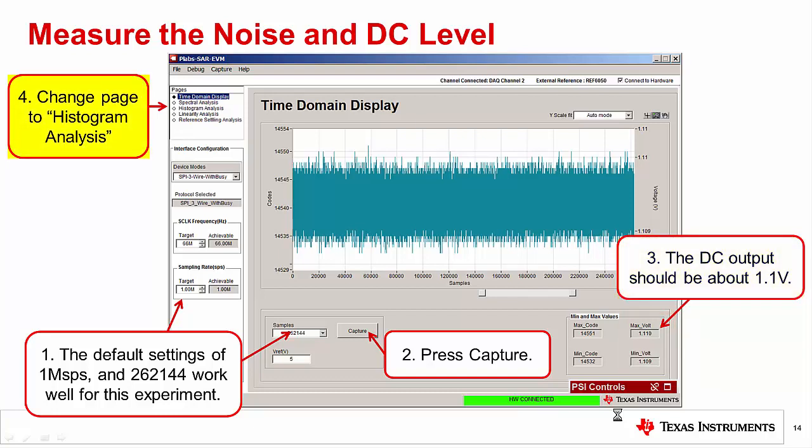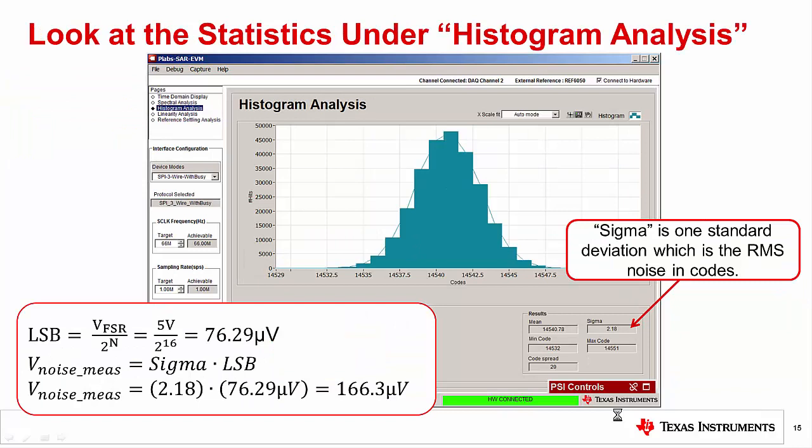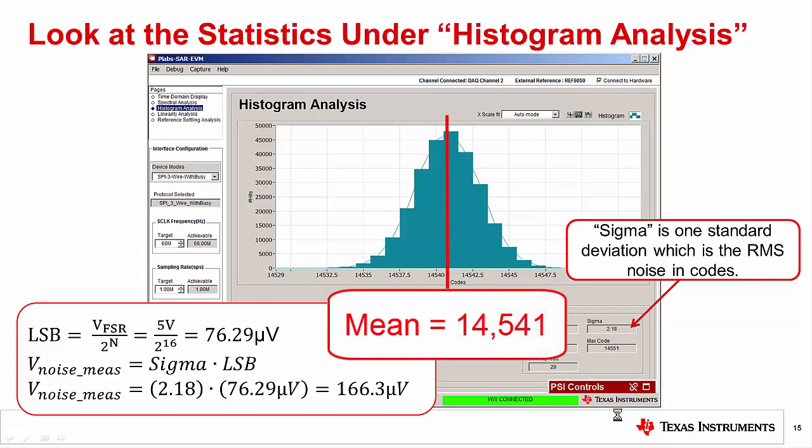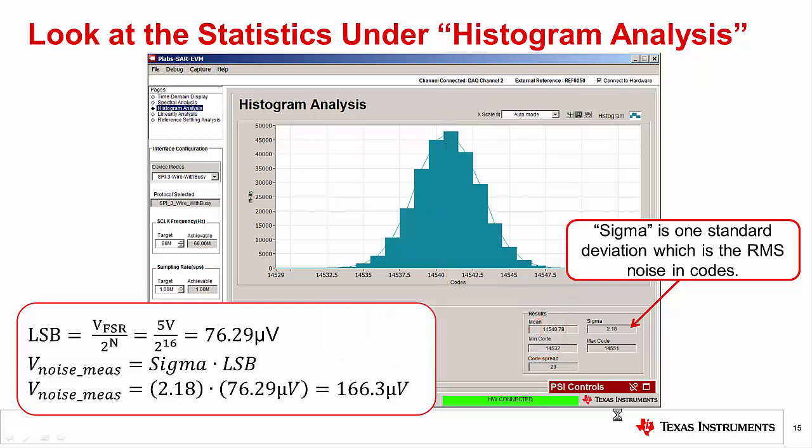To get a better understanding of the statistics behind this measurement, change the page to histogram analysis. The histogram analysis page displays a histogram of the data collected in the time domain window. So the mean value of this histogram is 14,541 codes, which corresponds approximately to 1.1 volts. Ideally, we would like to see only one bin in the histogram at 1.1 volts, but in reality we get a Gaussian distribution. This is the expected distribution for a noise signal. The statistical information is very useful for noise measurements.